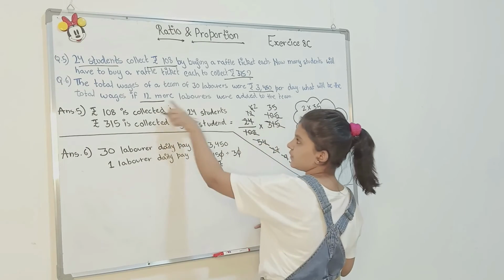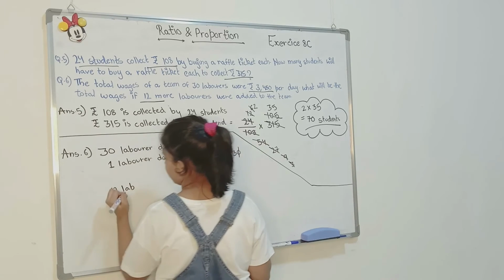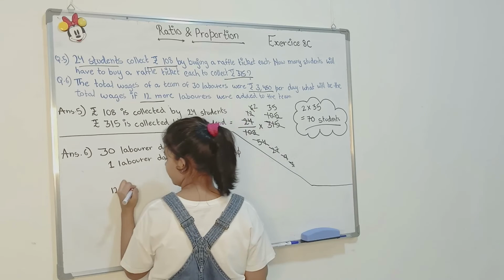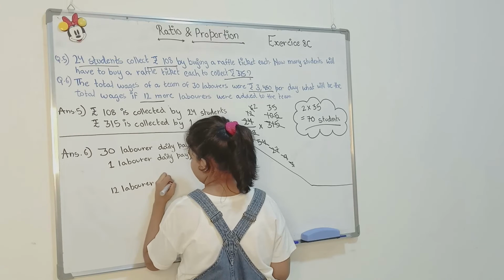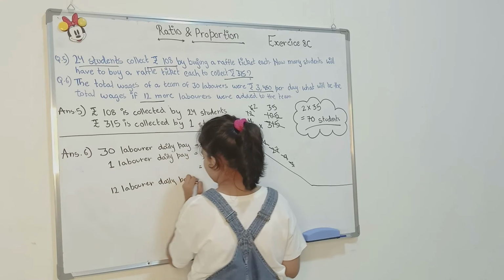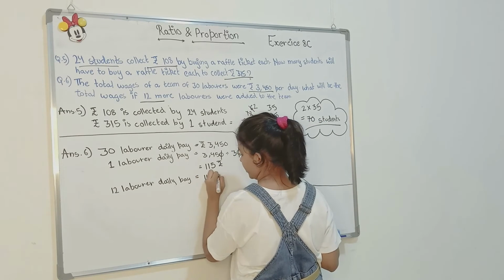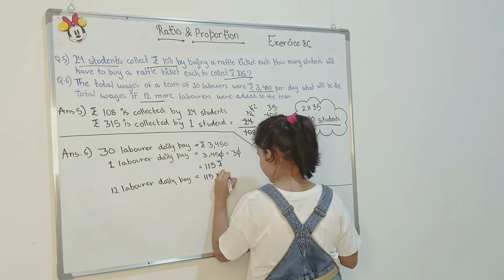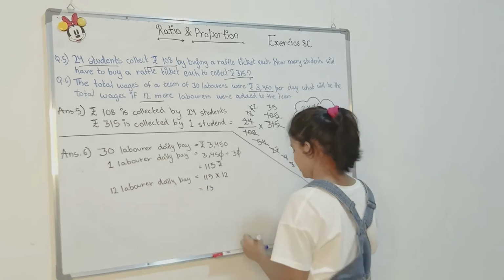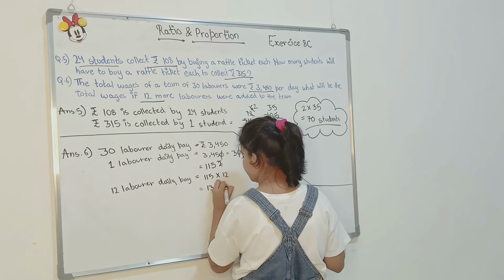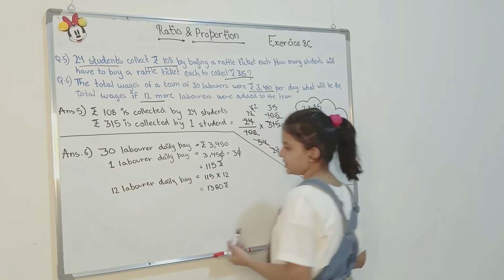Now we'll find for 12 laborers. So 12 laborers daily pay. Which is, now we'll multiply. So 115 into 12. So then our answer would be 1,380 rupees. So the daily pay for 12 laborers is 1,380 rupees.